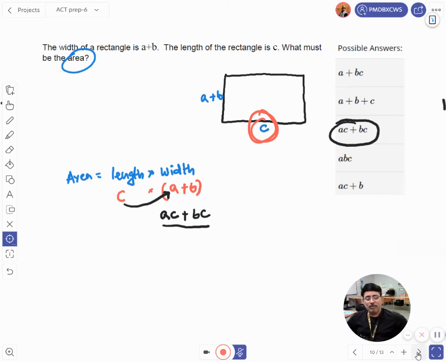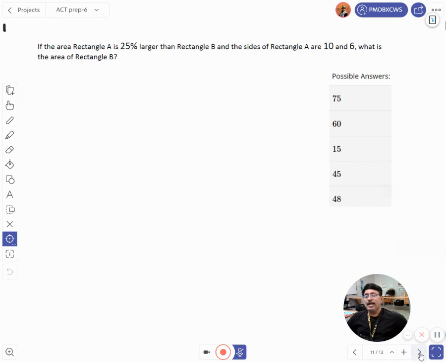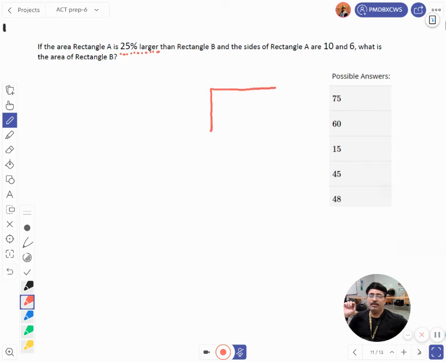Okay, so let me quickly jump to the next page. The area of rectangle A is 25% larger than rectangle B, and the sides of rectangle A are 10 and 6. What is the area of rectangle B? These type of numbers could be slightly scary, but trust me, it's easy. Let me draw a rectangle. This is rectangle A, whose length and width are given as 10 units and 6 units.